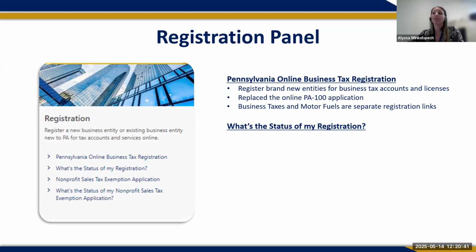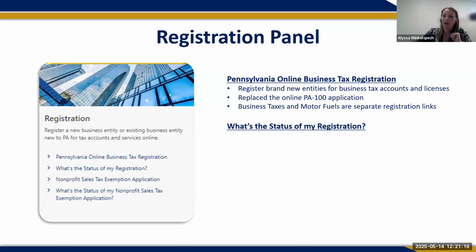Next up is going to be our registration panel. And this is the panel that is going to house our online business tax registration, which if you guys have been around for a while, it's going to replace our PA 100 application. So this is the current business registration application for business taxes such as employer withholding, sales tax, miscellaneous taxes, etc. So this panel is going to have both the link for filing a registration application as well as a link to check on the status.